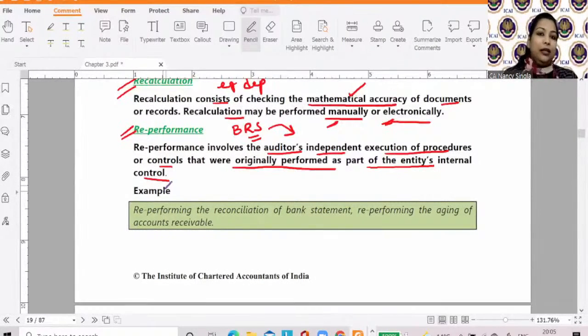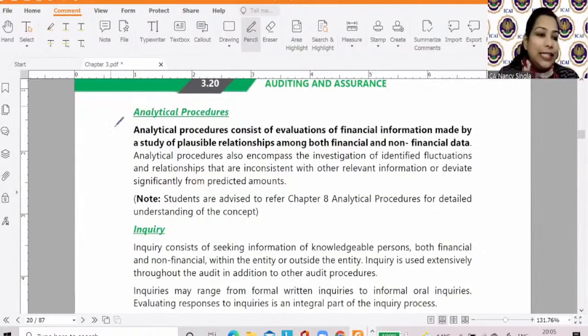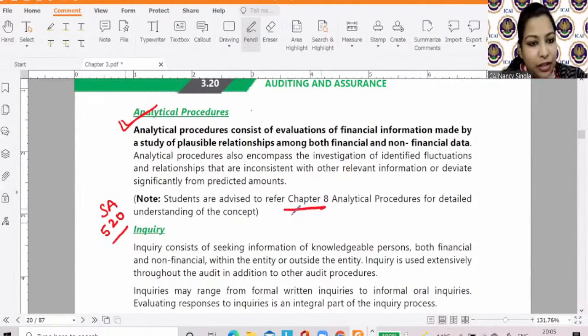So we have done reperformance, and now two are left. One is analytical procedures. What is analytical procedure? So again, यहाँ पे I would like to say that this is covered in detail in SA 520. The name of the SA is what? Analytical procedure, and we will be doing this in detail in chapter number 8. But abhi ke liye try to understand.